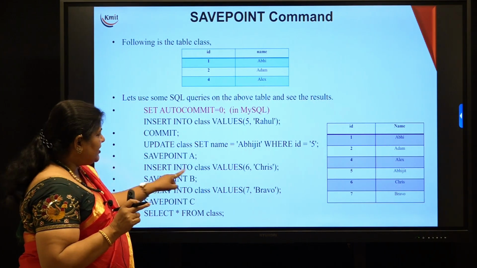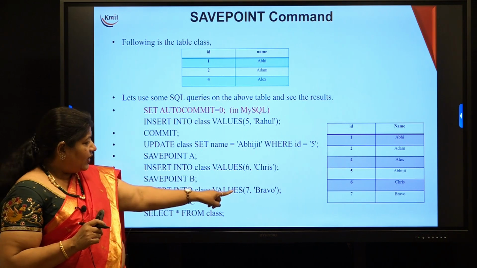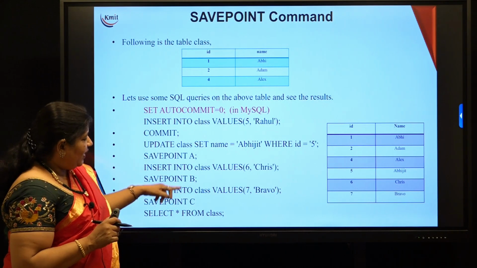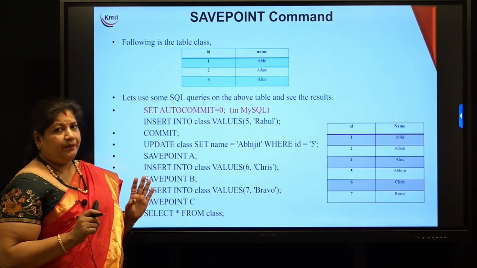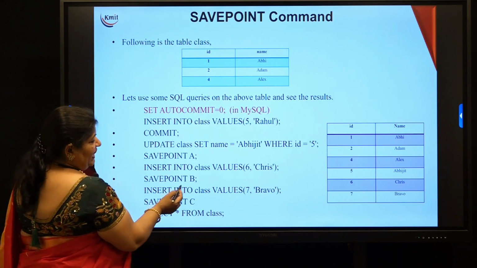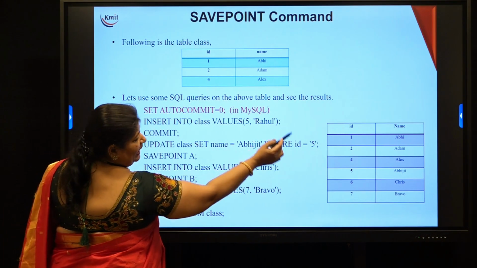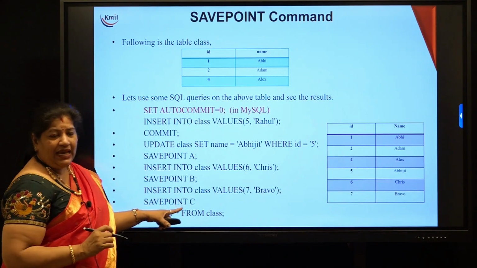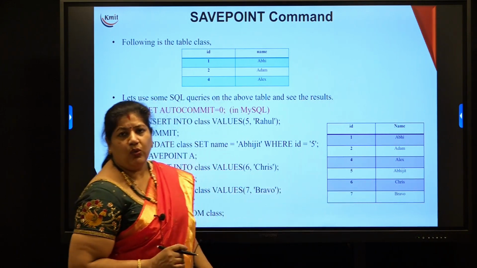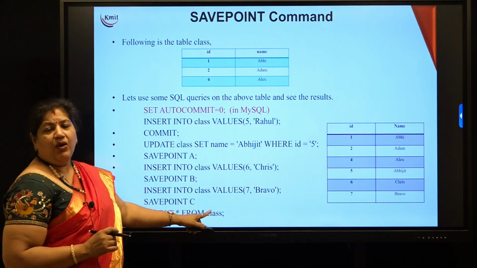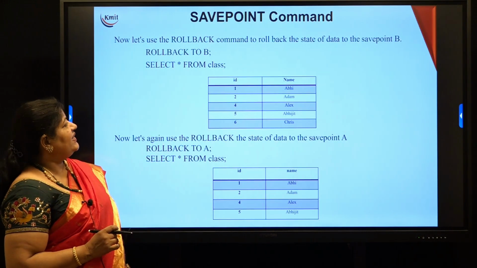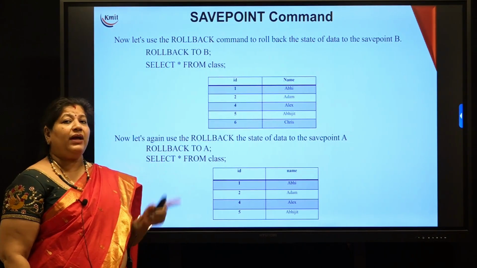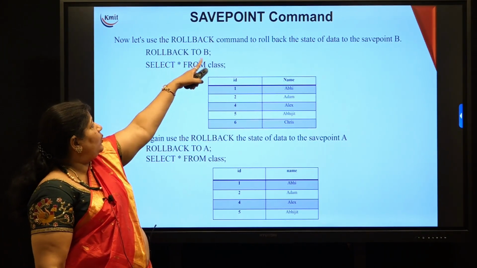Next I am doing an insert into class of another 2 records, 6 and 7, with the names Chris and Bravo, and in between I have made savepoint B and savepoint C. That means up to savepoint B, your records will have Abhijit and Chris. Savepoint C has made the change with Bravo. This is the table finally when you try to see it. Now I want to roll back to B.